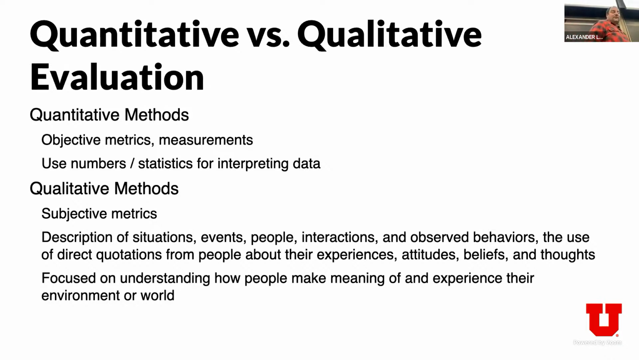I guess the big dichotomy here is quantitative versus qualitative evaluation. Quantitative methods are all about objective metrics and measurements. They use numbers and statistics for interpreting data, whereas qualitative methods are subjective metrics. They describe situations, events, people, interactions, observed behaviors. They use quotations from people about their experiences, attitudes, beliefs, and thoughts. And so there are very different tasks, very different questions that they can answer with these methods.